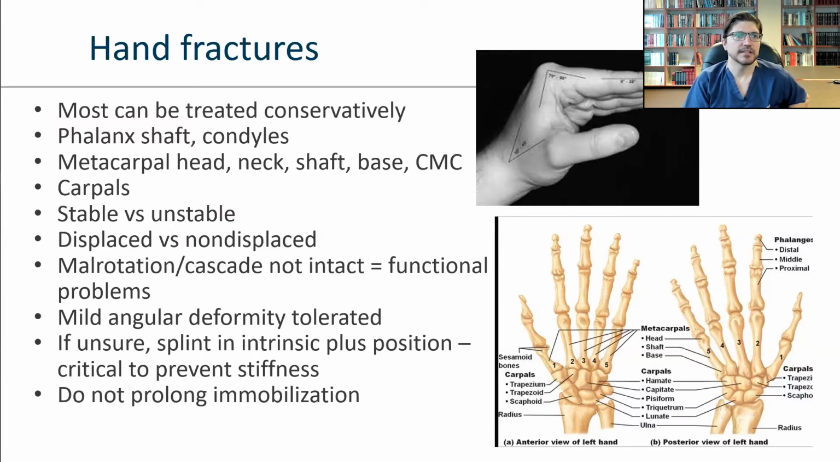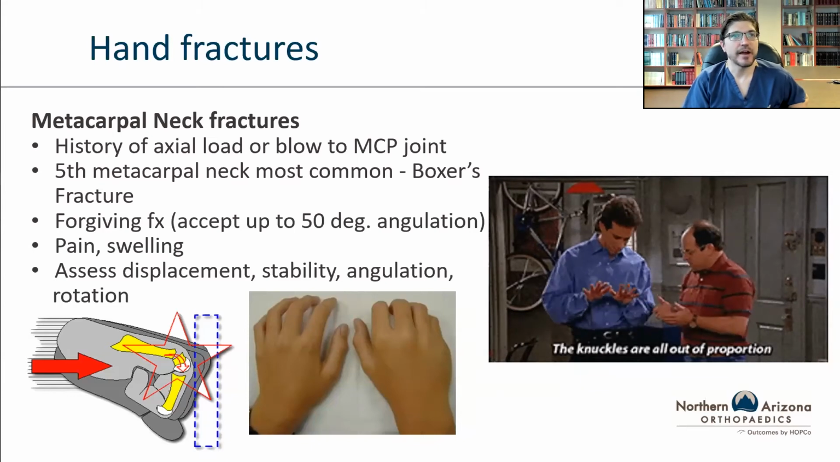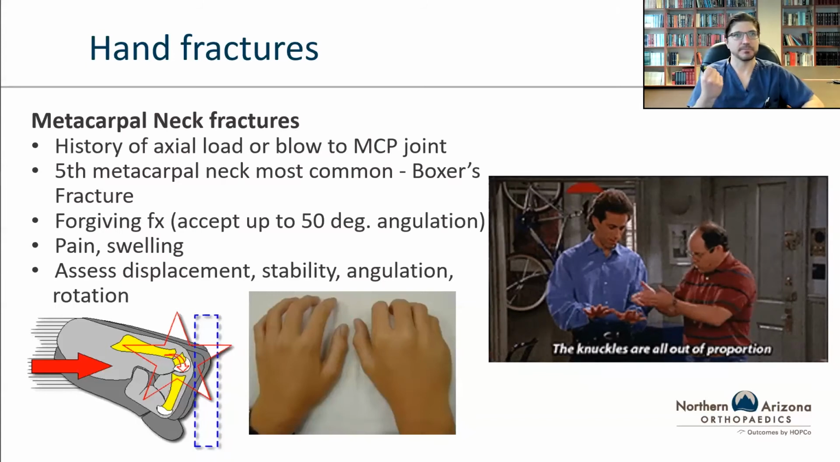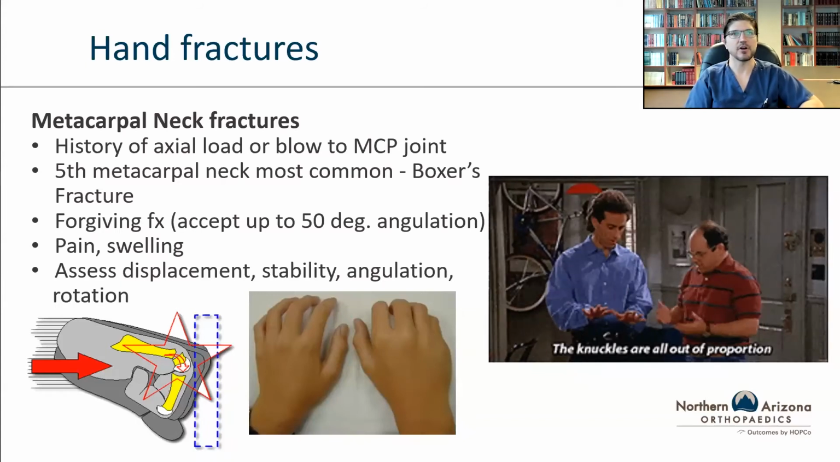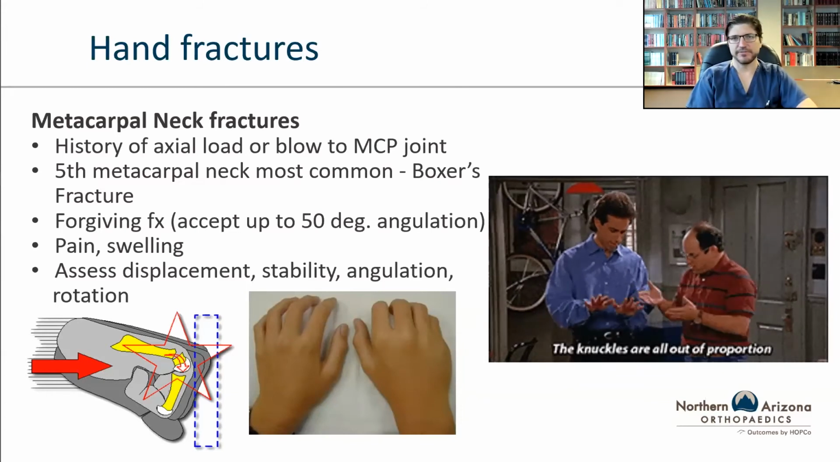The goal with hand surgery is to get you moving as fast as possible so that we prevent stiffness, which is really common with a lot of the finger joints. Metacarpal neck fractures, more commonly known as boxer's fractures, especially in the small finger, are due to a axial load to the metacarpophalangeal joint, which is the knuckle here. These are really forgiving fractures.